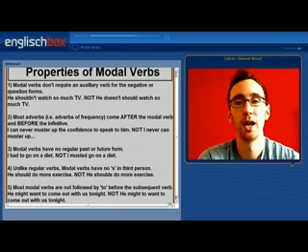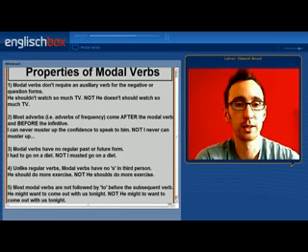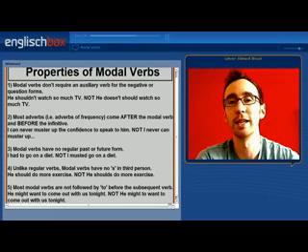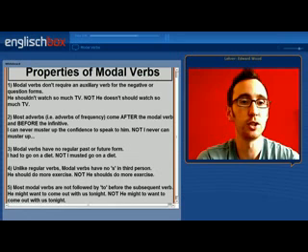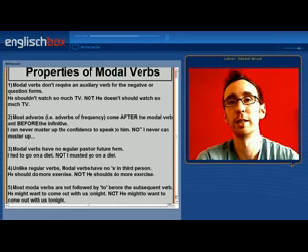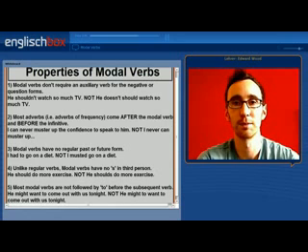Point number four, unlike regular verbs, modal verbs have no S in the third person. So they do not conjugate in the same way in past, future, or in present. So you would say, he should do more exercise, and not, he shoulds do more exercise.